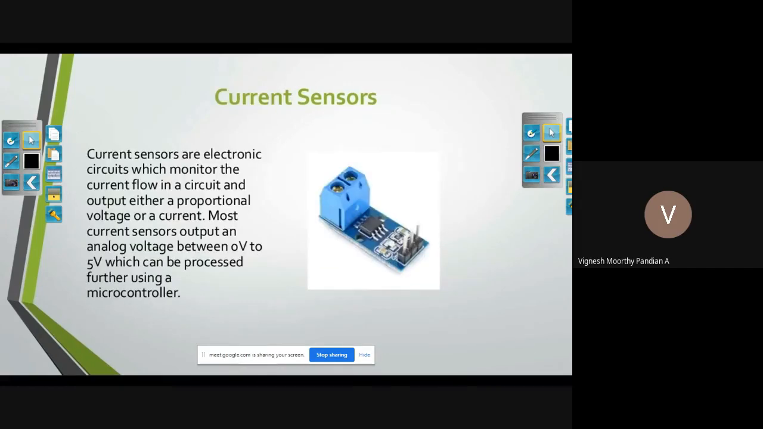Next one is current sensor. Current sensors are electronic circuits which monitor the current flow in a circuit and output either a proportional voltage or a current. Most current sensors output an analog voltage between 0 volt to 5 volt, which can be processed further using a microcontroller.